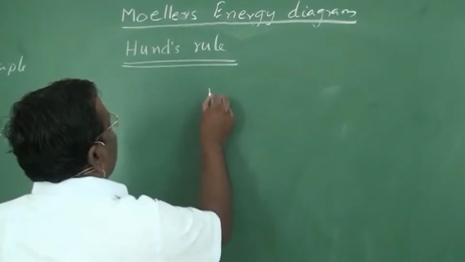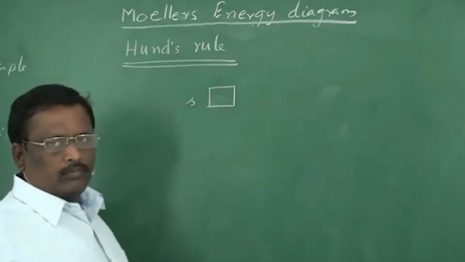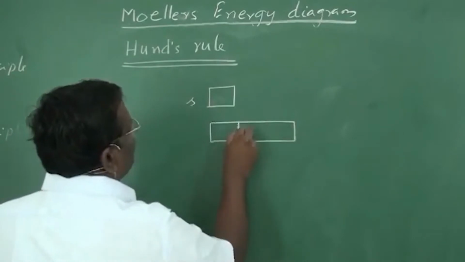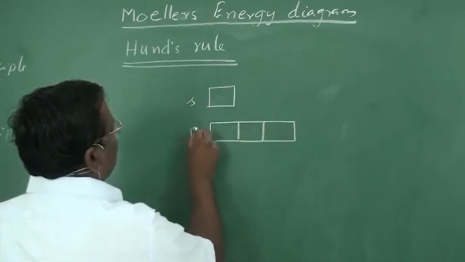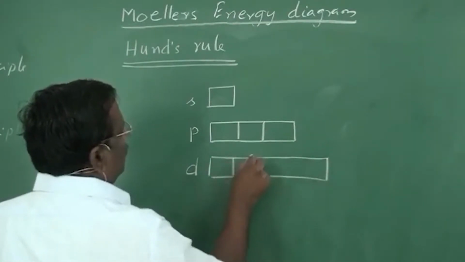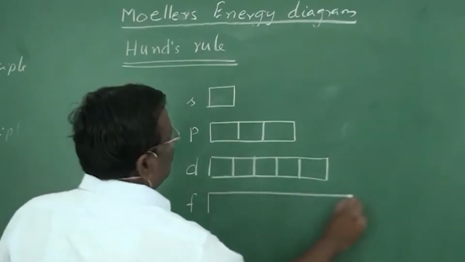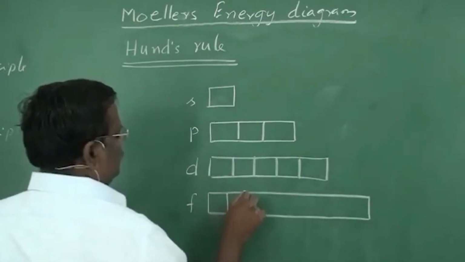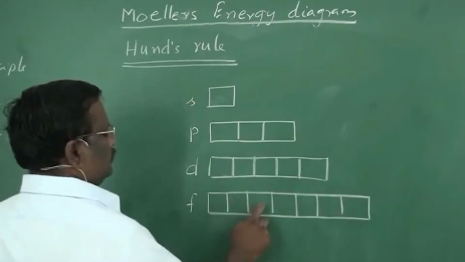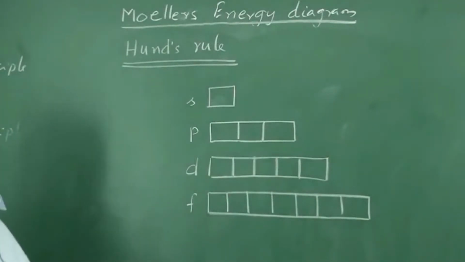For example, the s subenergy level has only one orbital. But the p subenergy level will have 3 orbitals. The d subenergy level will have 5 orbitals. The f subenergy level will have 7 orbitals. So they are said to be degenerate.